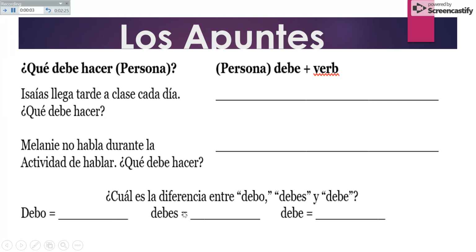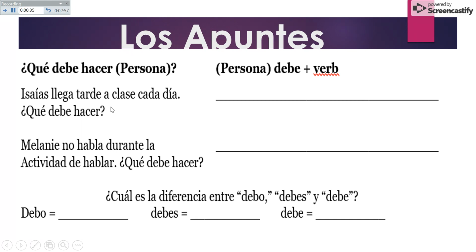In the next segment, we are giving advice for another person. So you're talking about the person, not directly to them. In that case, the question will be, "¿Qué debe hacer persona?" Or what should that person do? And to respond, you would say persona debe, and then the piece of advice in the form of the verb in the infinitive.